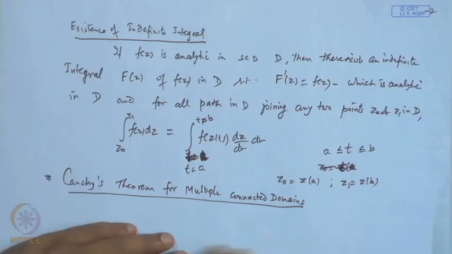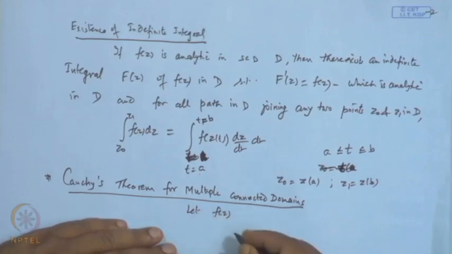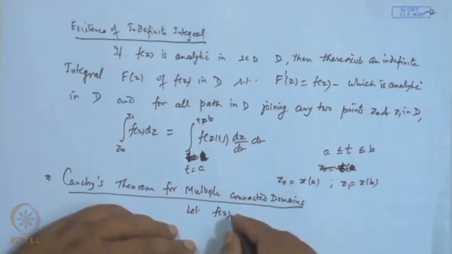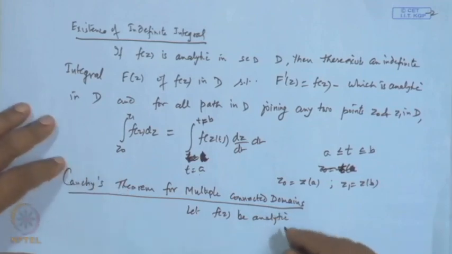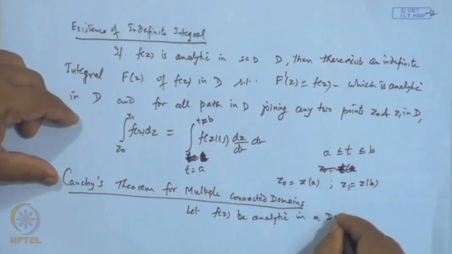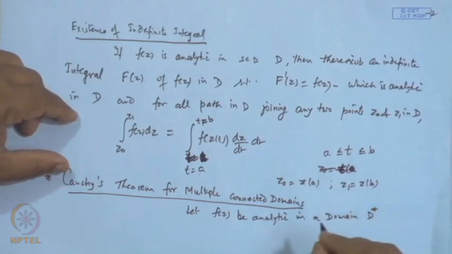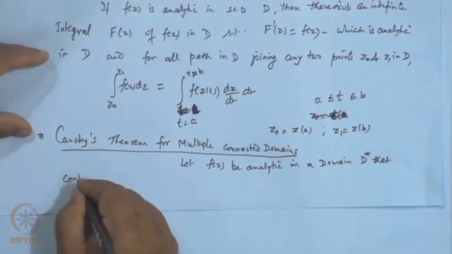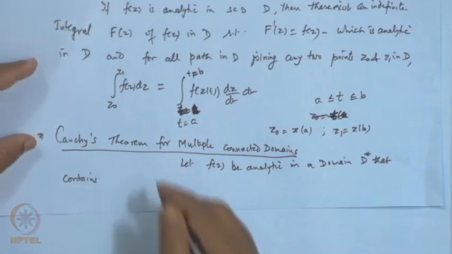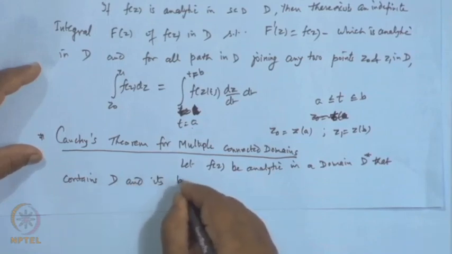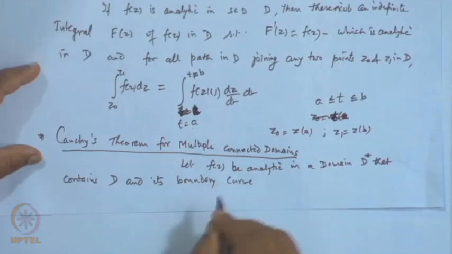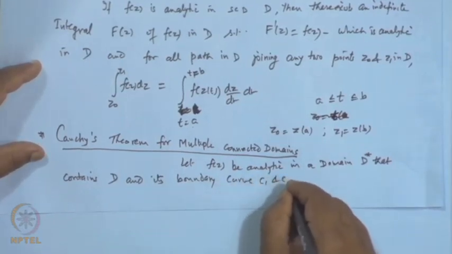Cauchy theorem: suppose we have a function f(z) that is analytic in a domain D star that contains the domain D and its boundary curves, boundary curves C1 and C2 as in the figure.